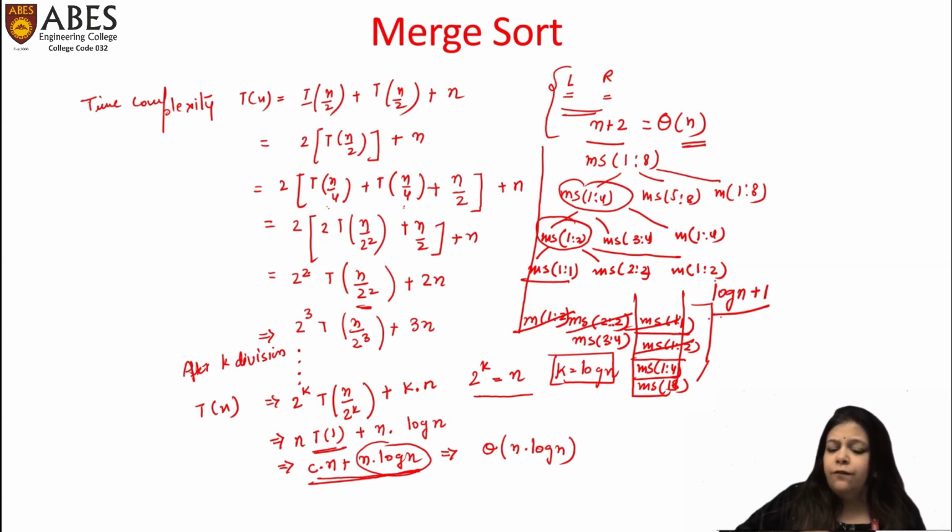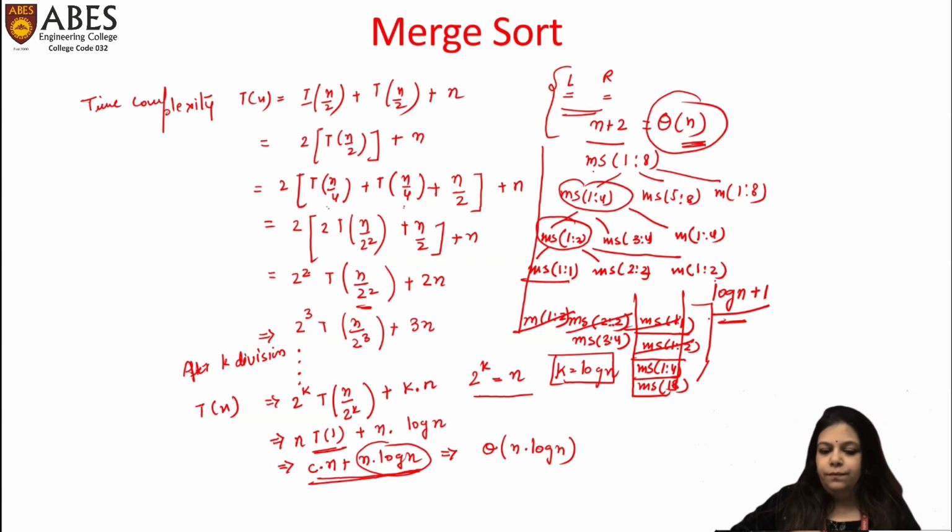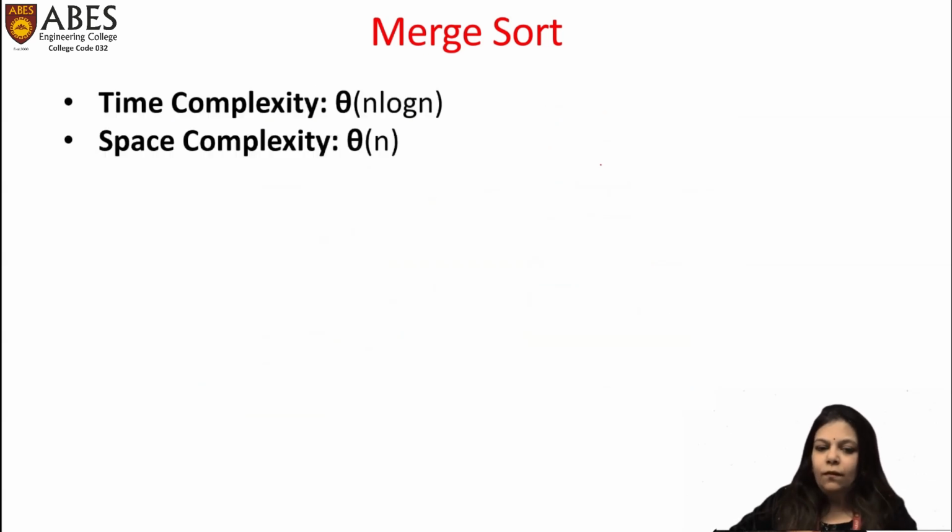So as earlier, we computed the space complexity for the arrays having the maximum order of n, and from the activation record, we have computed the space complexity as log n plus 1. The dominating term among these two is n, and hence the space complexity will be represented by theta of n. So the time complexity for merge sort is n log n, and the space complexity for this algorithm is theta of n.